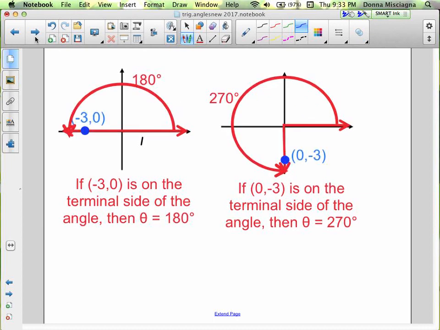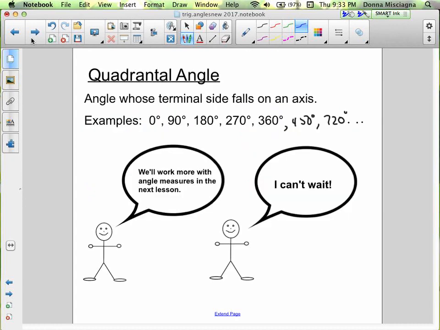If we have negative 3, 0, we've gone 180 degrees. And this would be theta right there. And then if 0, negative 3 is on the terminal side, we've gone 270 degrees. If we keep on going, we go back to 360, which is the same as 0. And you can just keep going around the circle many, many times.